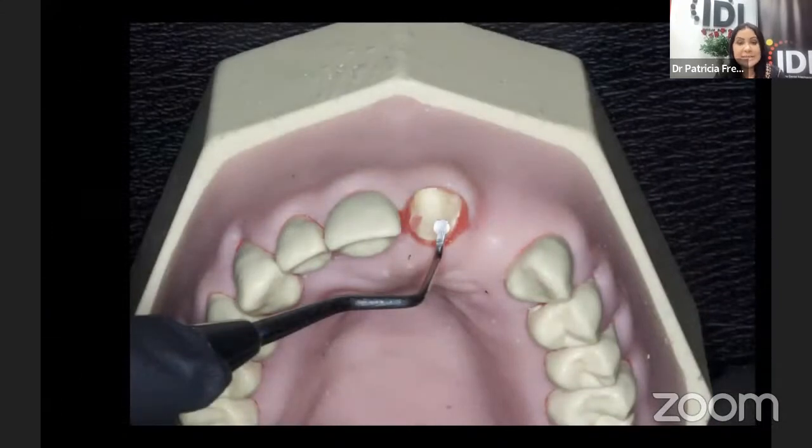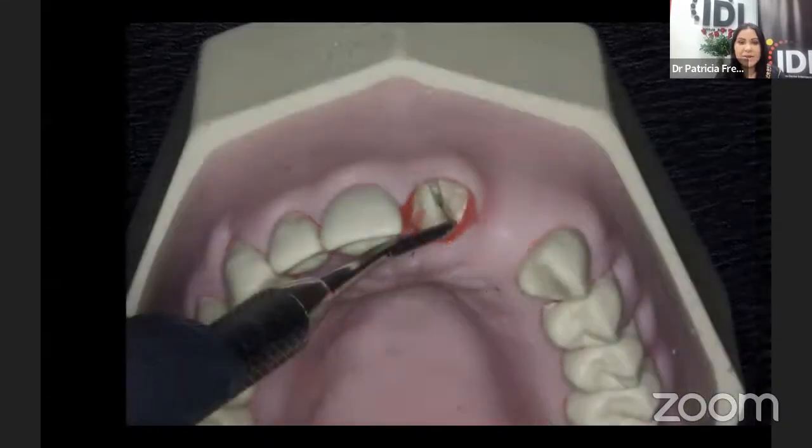Another important step is to clean that area very, very gently with a curette. This is a Marco curette. You can see that it has a very sharp tip and is very small too, so we can clean that very easily.